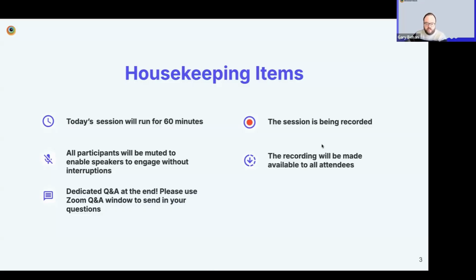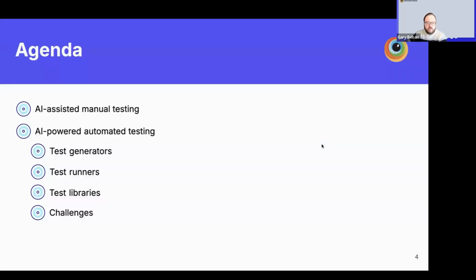And then we have the agenda. It's a very simple agenda. We've split it into two parts. We're going to talk about manual testing in different AI-assisted tools, and we're going to talk primarily about automated testing and the different tools that are available. That's split into four buckets: the test generators, test runners, test libraries, and then we're going to talk about some of the challenges that these tools face and that they bring to the table. So without further ado, I'll pass you over to Alex and we'll get started.